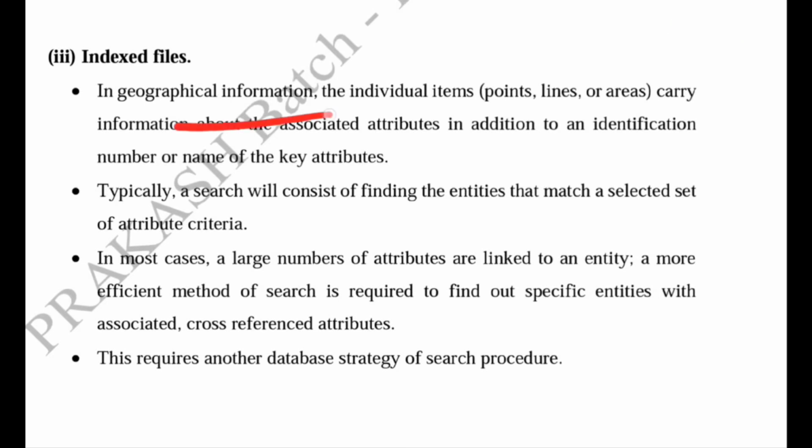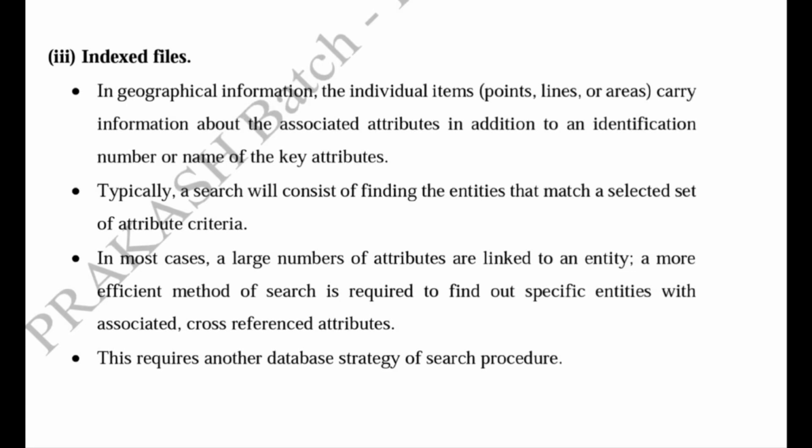In geographical information, the individual items, meaning every geographical feature, are of the type point, line or area, which are three types of data structure. All these individual items carry information about the associated attributes in addition to an identification number or name as the key attribute. Every individual item or feature in the geographical information has some type of identification number or name as its key attribute. It has a single key that makes it unique from others, and that unique key is provided for each data item.